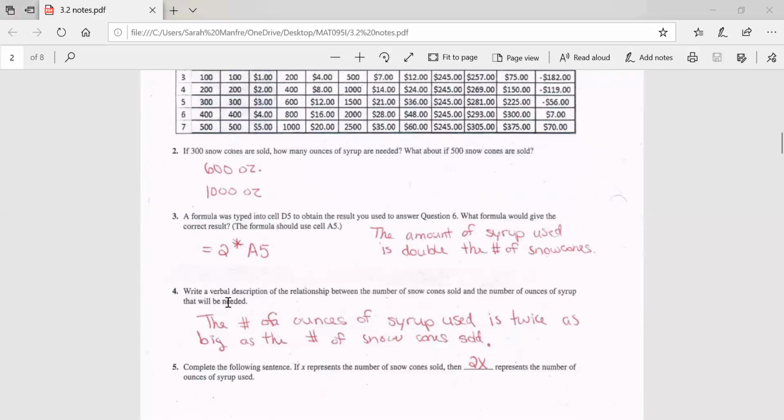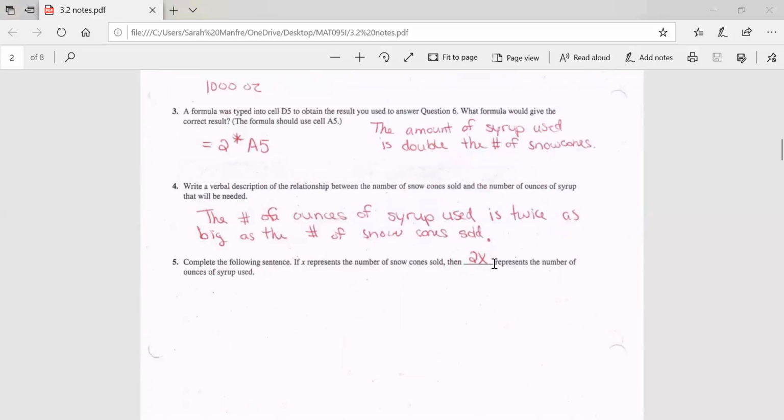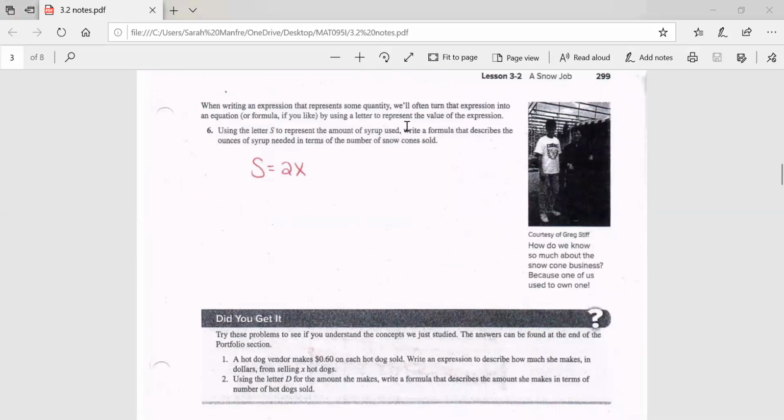Question 4: write a verbal description of the relationship between the number of snow cones sold and the number of ounces of syrup. Well, the number of ounces of syrup used is twice as big as the number of snow cones sold. So if you complete the sentence, we're going to do 2 times x, which is the number of snow cones. And we can write this as a formula. We're going to use S to represent the amount of syrup. So syrup is equal to 2 times the number of snow cones. So that's the equation that we are going to be using.